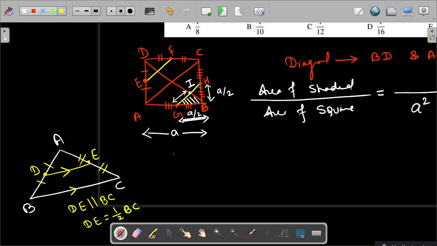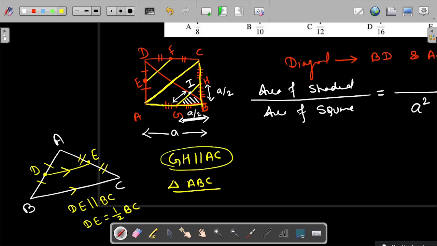So please see, this GH should be parallel to AC. Why? I am considering this triangle ABC. Please consider this triangle ABC. Let me highlight this. In this triangle, you have a line segment GH, where G is the midpoint of AB and H is the midpoint of BC. So I can write that GH should be parallel to AC and GH will be equal to half of AC. Now we know AC is the diagonal, and we know the formula of the diagonal of a square. It should be root 2 a, where a is the side length.